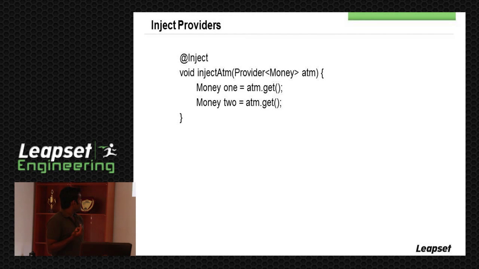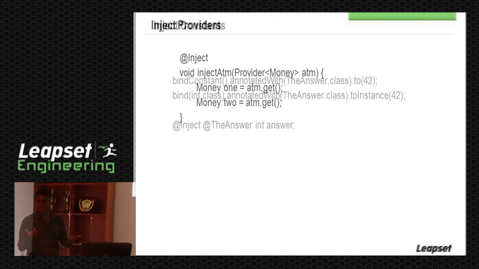Here we can create objects through the providers. For example, here we are going to inject the money, but we have to get two objects. So what we can do is directly inject the providers, not the objects, the providers. And inside the methods, we can use these providers to get the objects. So here we are injecting the provider ATM, and through the ATM we are receiving objects multiple times.